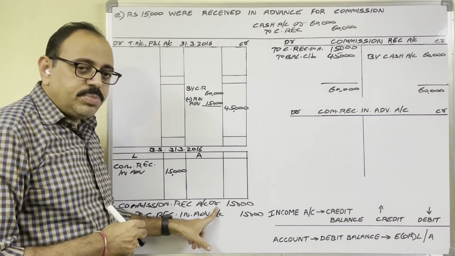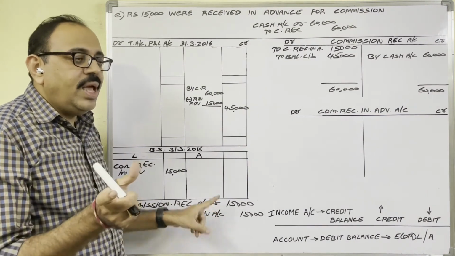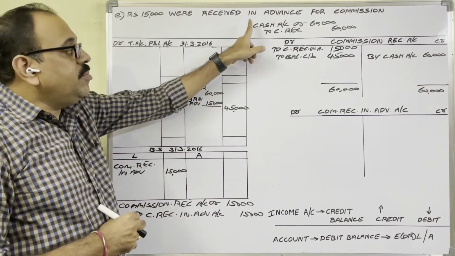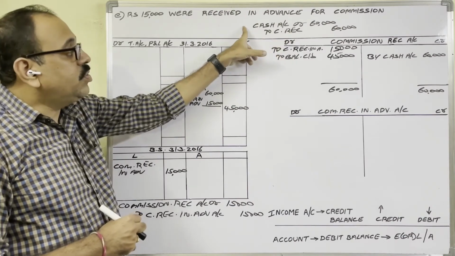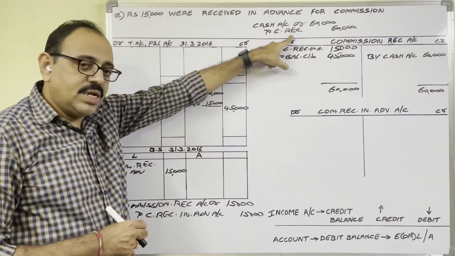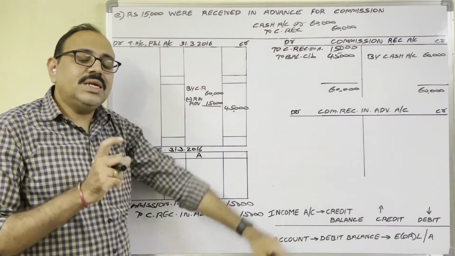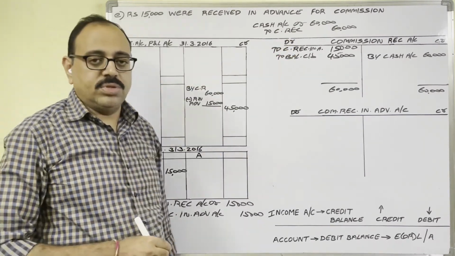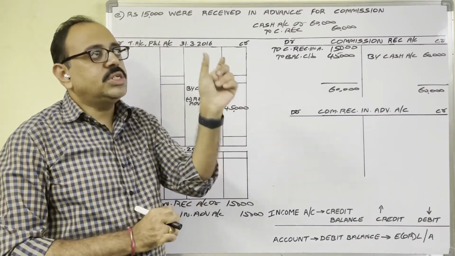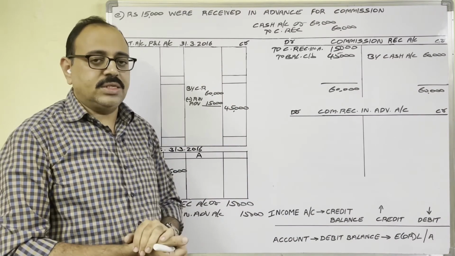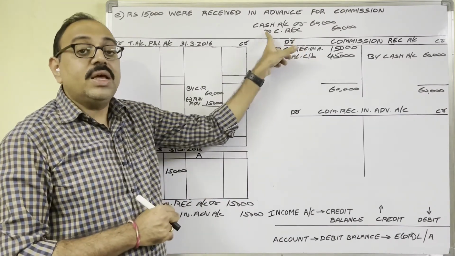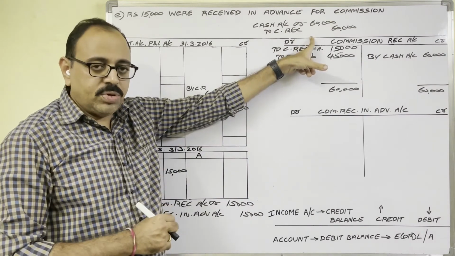So don't confuse the transaction entry with the adjustment entry. The transaction entry is: commission received, cash account debtor to commission received account. Why is the commission received account credited? Because it is a nominal account, an income. Nominal account rule: debit all expenses and losses, credit all incomes and gains. As the commission received account is an income account, we credit it as per the nominal account rule.